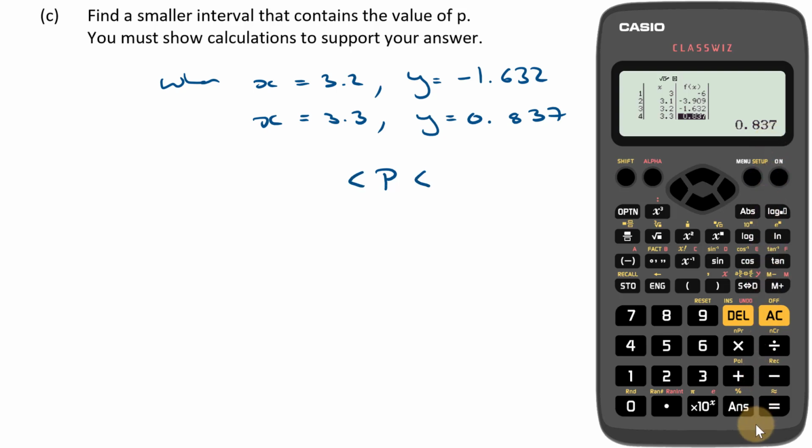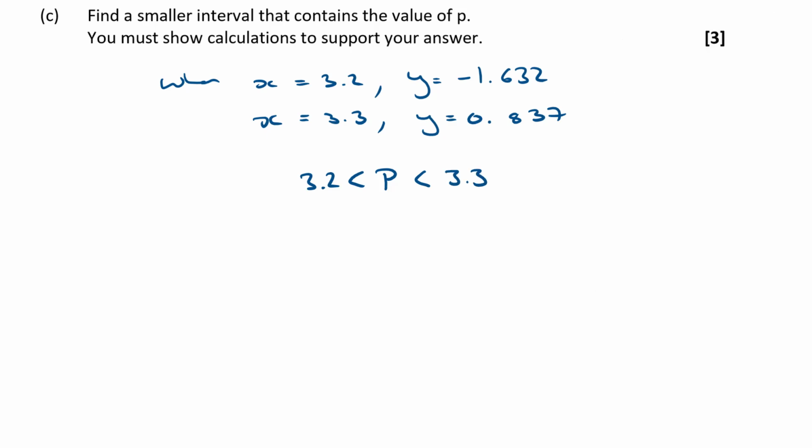Okay, because again, it's when it's equal to 0. So 3.2 was a bit too little, wasn't it? It came up to a negative number, and 3.3 is a bit too big. So the value of p is going to be somewhere between those two values. Okay, that's all we've got to do.